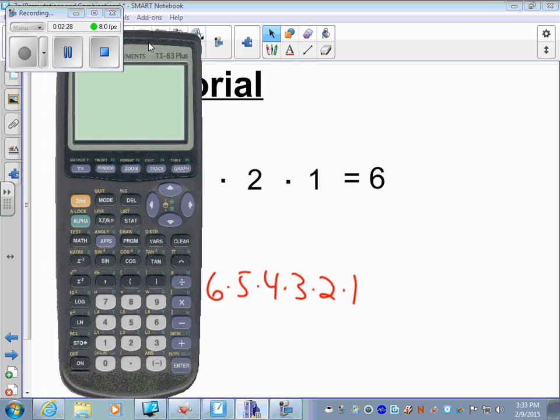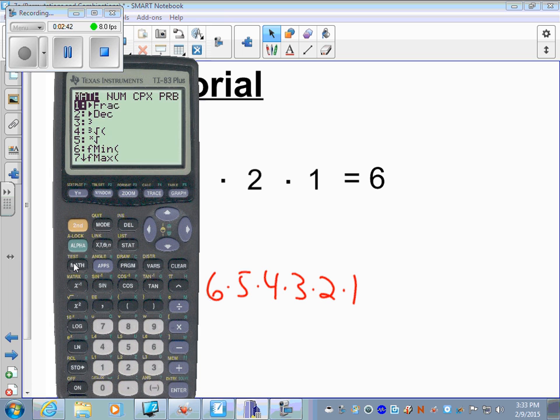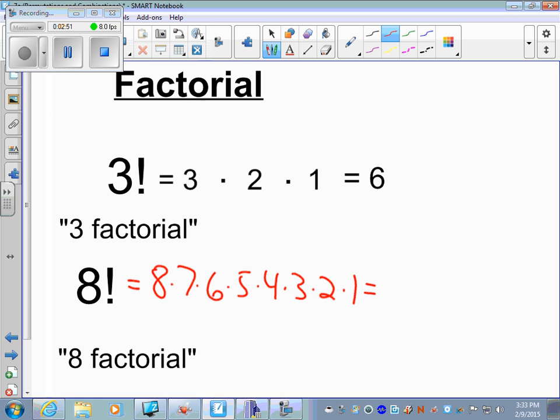It's under the math key. Math key over to probability and factorial. So to enter 8 factorial, you do 8. Math, probability, down to factorial, hit enter. There's 40,320. That is 8 factorial. And you need to use the factorial key for permutations and combinations sometimes.